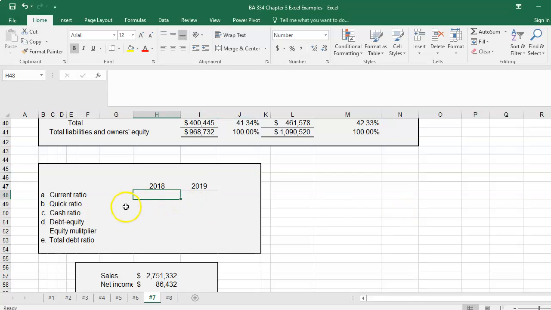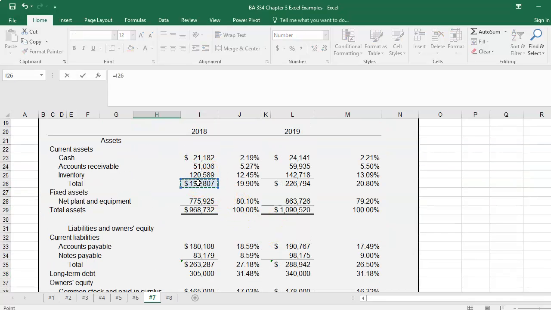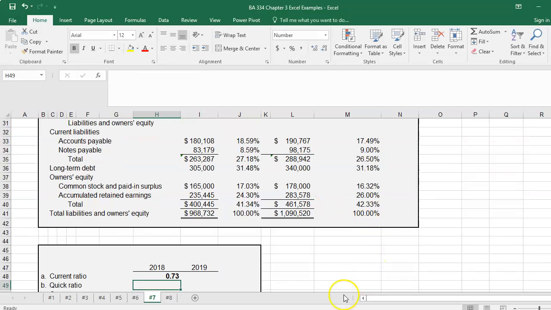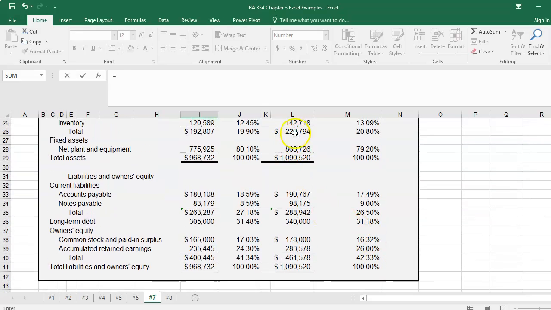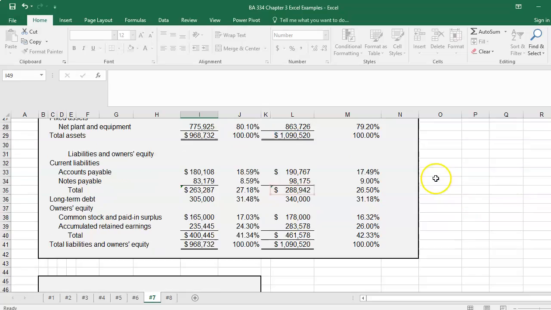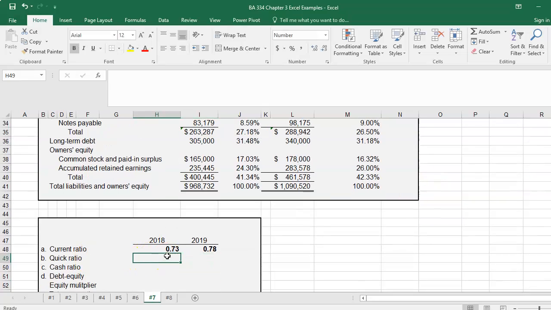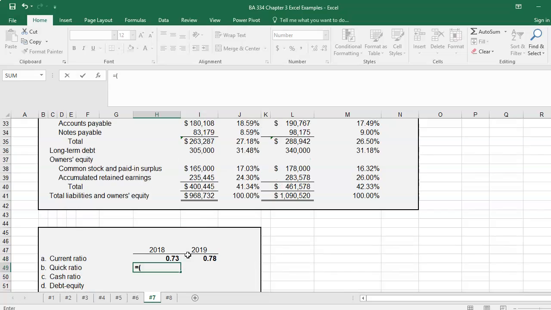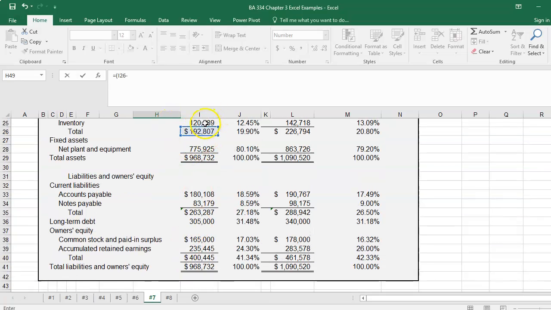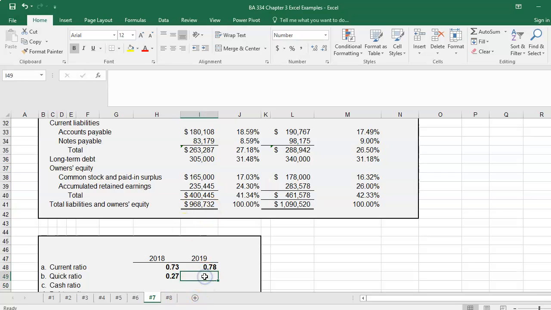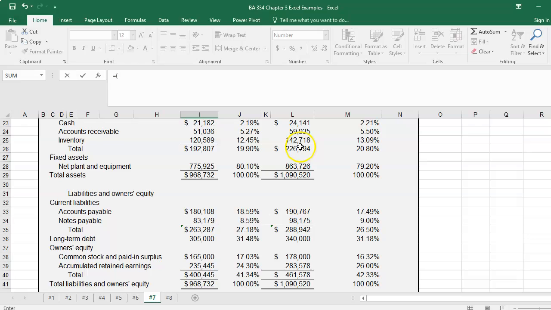Our current ratio, remember, is current assets divided by current liabilities. The quick ratio is current assets minus inventory divided by current liabilities. Total current assets minus inventory divided by total current liabilities.